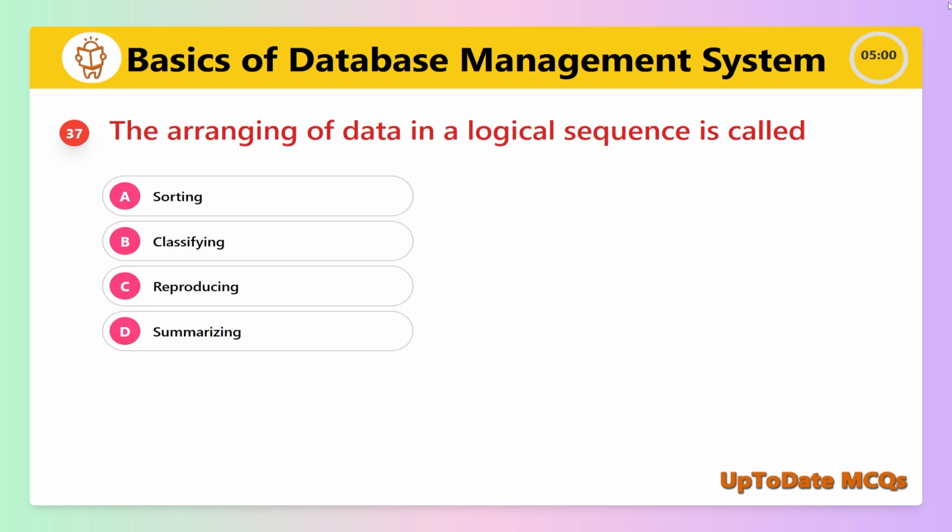The arranging of data in a logical sequence is called A. Sorting, B. Classifying, C. Reproducing, D. Summarizing. The correct answer is option number A. Sorting.